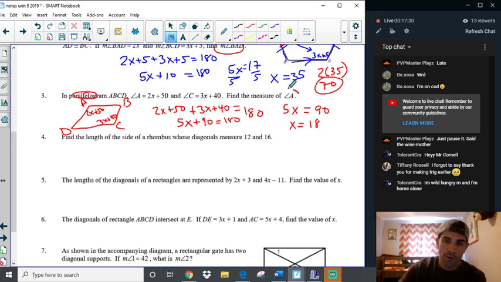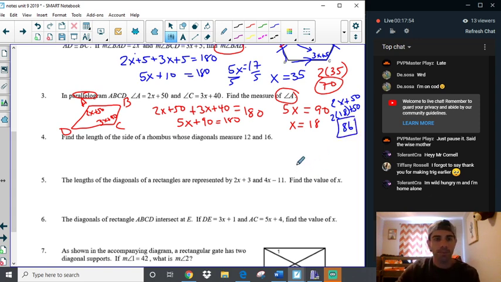But again, be careful. They didn't ask me to find x. They asked me to find A. So what are we going to do? You're going to go ahead and substitute that right into angle A. So I'm going to go angle A. They told me is 2x plus 50. So I'm going to do 2 times 18 plus 50. And that's going to be 86. Yep, 86. So my final answer is going to be 86 degrees.